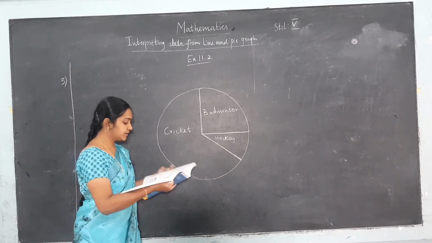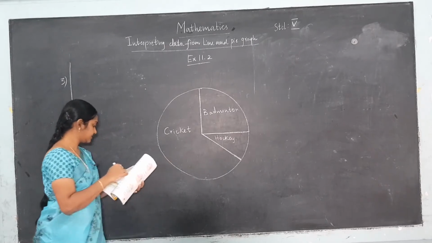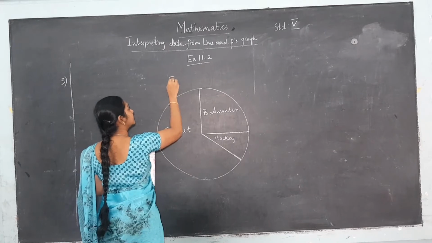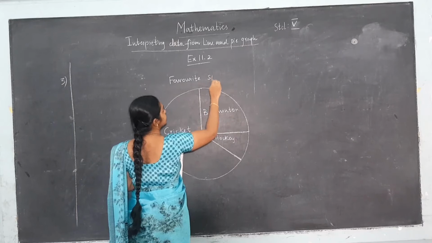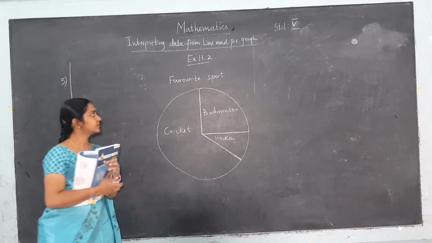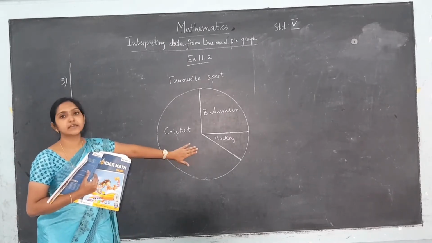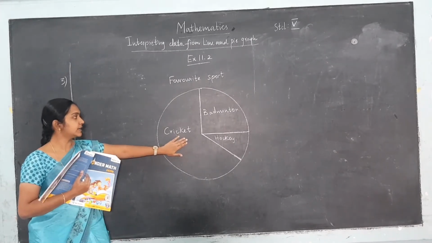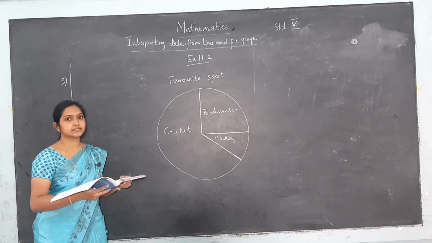And next, also give a title to the circle chart. I am going to give the title as favorite sport, because this chart represents favorite sports of the students. 50 students' favorite sport is cricket, next it is badminton, and next it is hockey. So, this is the answer.